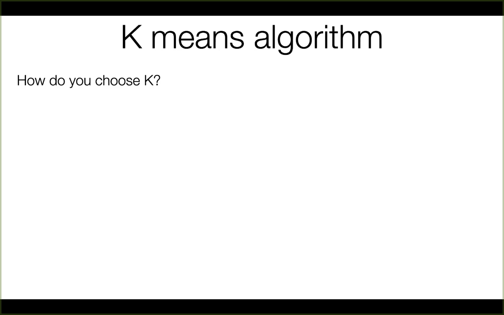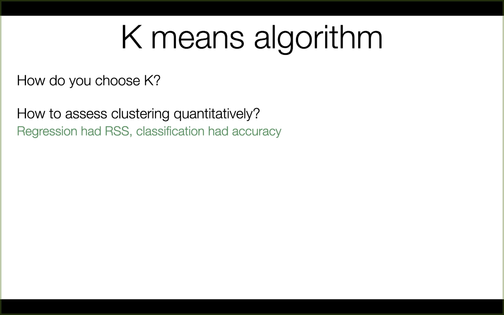So now the question is, how do you choose k? How do you choose that number of clusters at the very beginning if you don't know what it is? To get at this question, it helps to think about how we can assess the clustering quantitatively. In regression, we had the residual sums of squares, and in classification, we had things like the accuracy. So the question is, what's the similar thing for unsupervised learning problems?